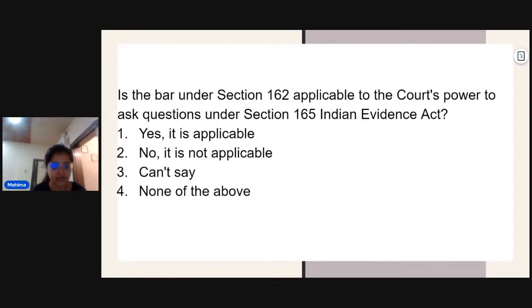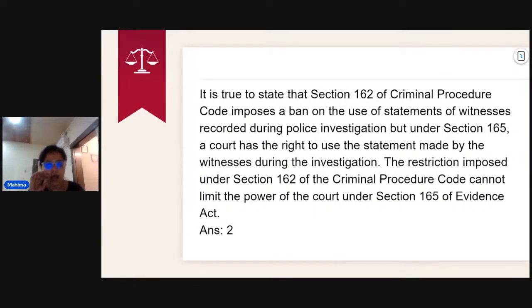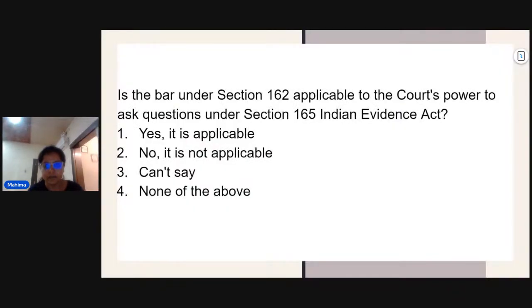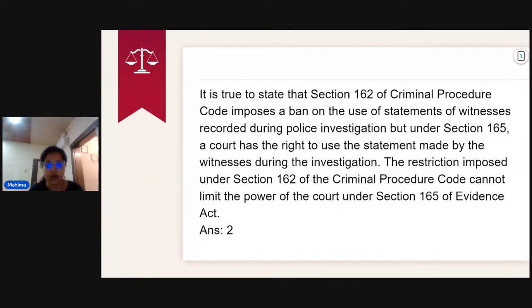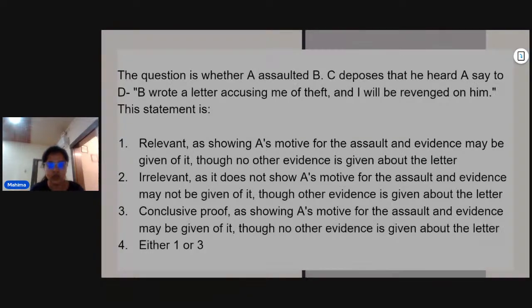It is not applicable. 162 is separate and it restricts the power of the court for some other reason, and under 165 there is no restriction.